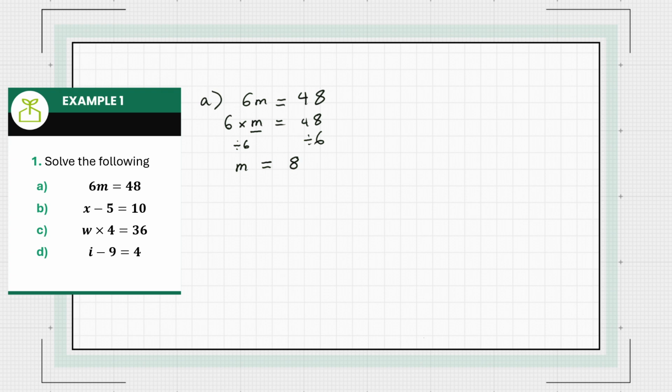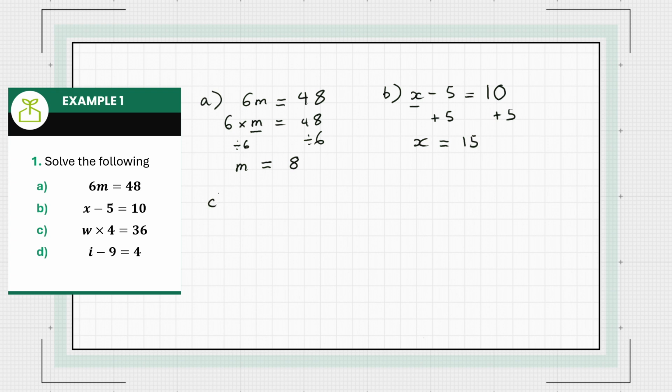Alright, let's do b. So for b, we have x minus 5 is equal to 10. So let's create an equivalent equation where we don't have this minus 5 and we just have our pronumeral x. So in order to do that, we can add 5 to both sides. And our new equation will be x is equal to 15.